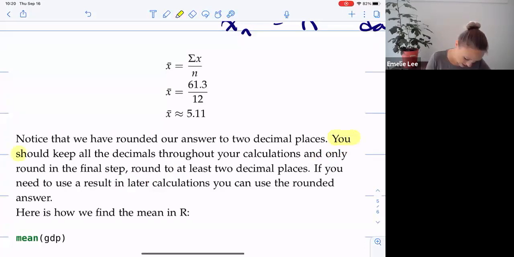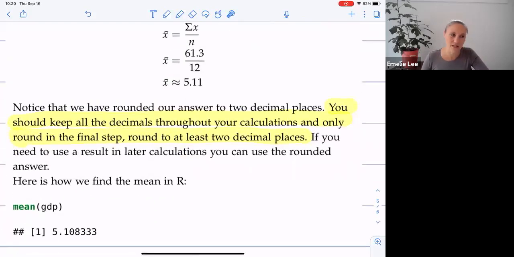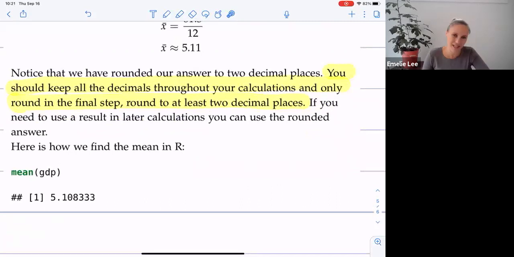So I'm going to highlight this because it's something that I want you to remember. If you're doing calculations by hand and you need to use a result in later calculations, for example, if you had to use the mean of x, so x bar, in a later calculation, which we will, you're allowed to use the rounded value. But I'll show you what's important and when you're allowed to round later. But this is our first thing that we're calculating, so it's good to lay the groundwork here.